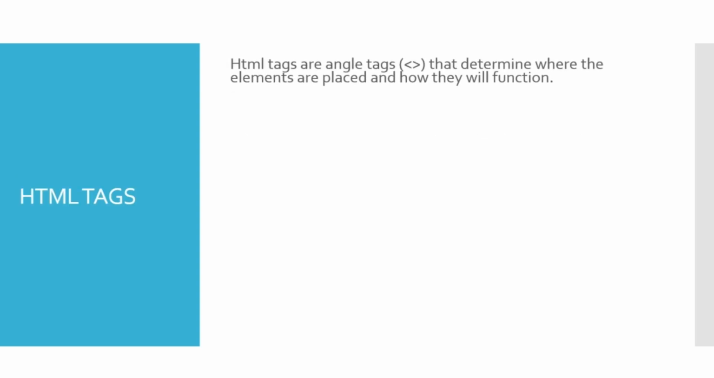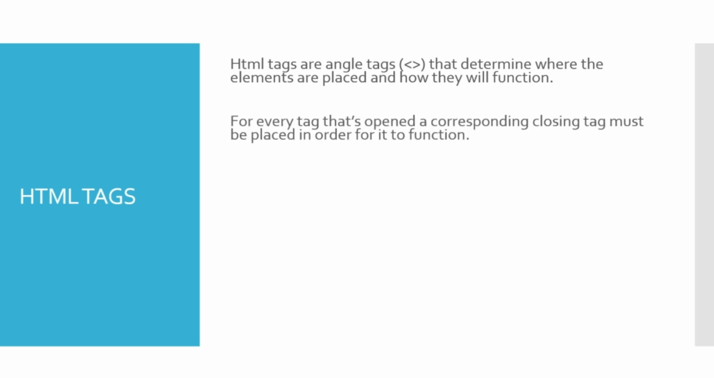HTML tags. HTML tags are simple angle tags that determine where the elements are placed and how they will function. So these angle tags basically tell us that whatever we put in between these tags, let's say we put in a paragraph in between these tags, it's telling us that whatever element or whatever word that we type within that element is going to come in paragraph form.